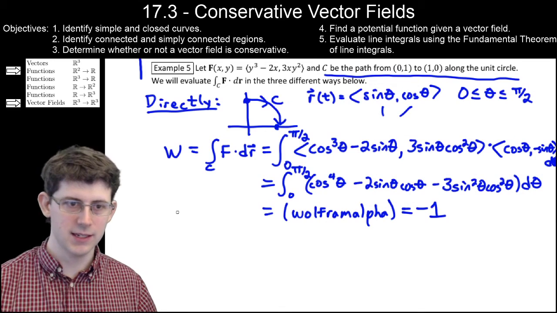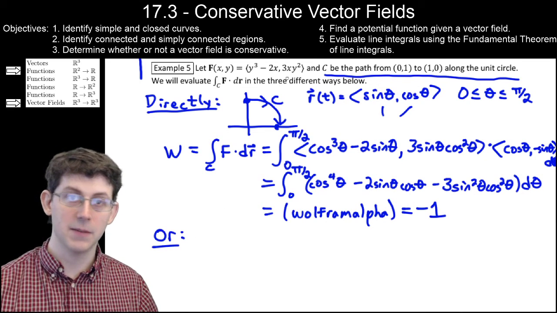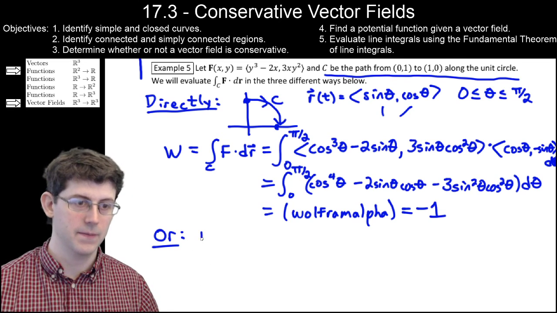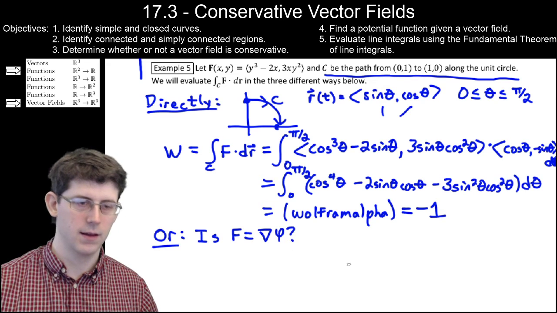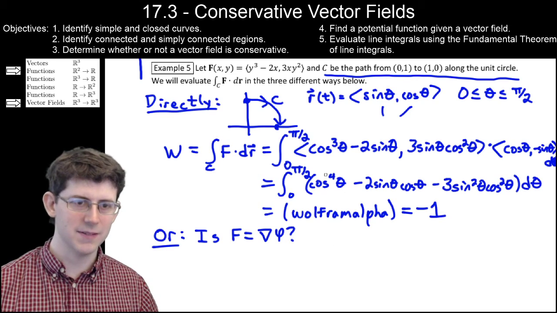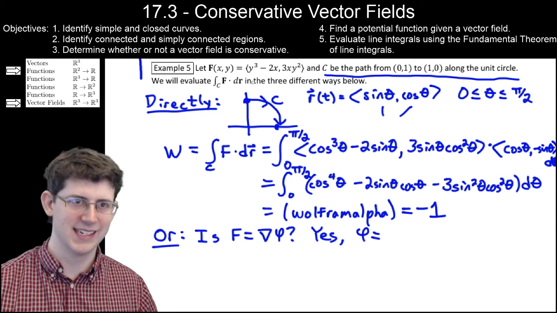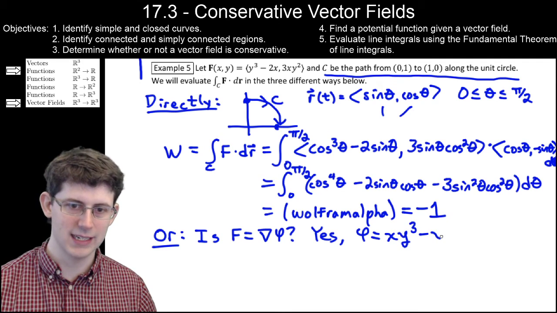The other way to do this would be to say, wait, this vector field might be conservative, and so I might be able to get out of doing any work. Is this the same vector field again? Yes, we found this. We found the potential function several times now. It's xy cubed minus x squared.